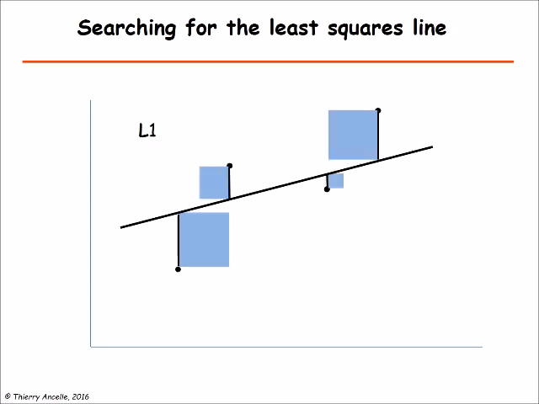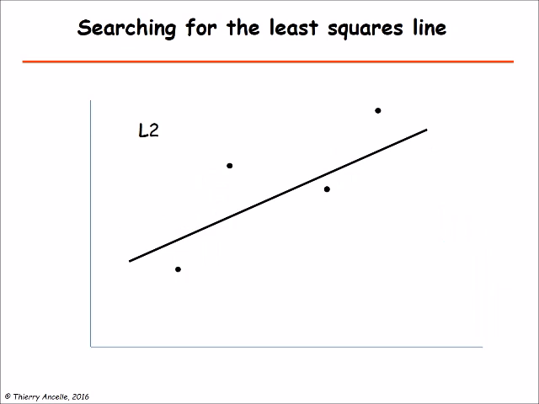I repeat the same operation for each distance, and finally I pile the square areas together, which gives us at the bottom right an entire area which illustrates the sum of the squares of the distances of each point to the line.